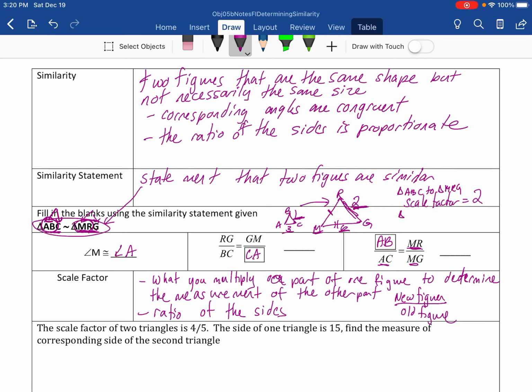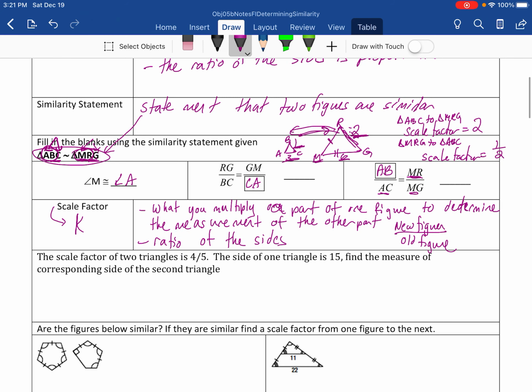But my scale factor will change depending on which way I'm going. If I said the scale factor from MRG to triangle ABC, my scale factor in this case would be 1/2. Going one way, the bigger triangle is 2 times as big as the smaller triangle. Going the other way, the smaller triangle is half the other triangle. So your scale factor can be 2 things depending on what direction you're going. The letter K is always used for scale factor. I don't really have a reason.